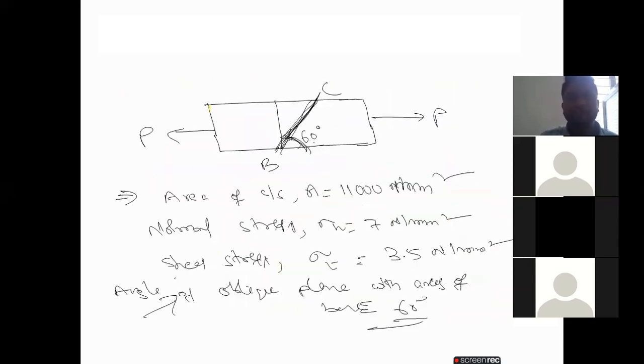If you look into this diagram, this is a rectangular plane and the axial pull acts like this. The section taken is BC, and the angle with the axis is 60 degrees. Normal to this section, we take a right angle to the force, so 90 minus 60 degrees gives the theta value. These are the given data.